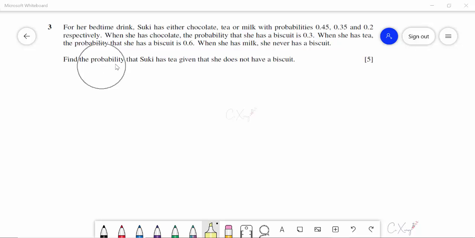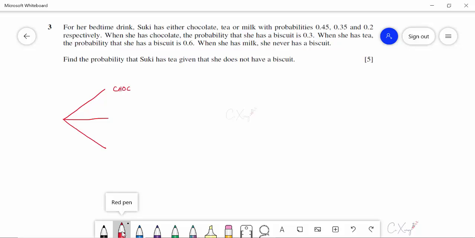They want you to find the probability that Suki has tea, given that she does not have a biscuit. To show everything clearly, I will draw out the tree diagram for this question. First stage, we have 3 types of bedtime drink: either chocolate, or tea, or milk. The probabilities respectively are 0.45, 0.35, and 0.2. Make sure that when you total up the probabilities for all the branches of the first stage, it equals 1.